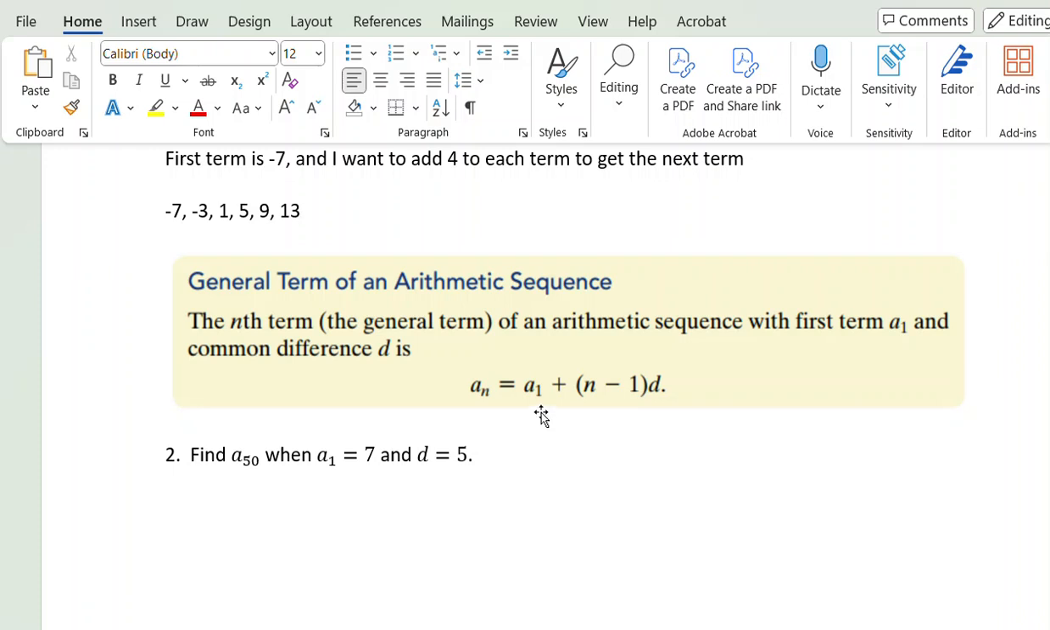So I'm going to plug into this formula a1, n, and d. So a sub 50 is going to equal a1, which is 7, plus 50 is n, 50 minus 1, times d, which is 5. Now let's figure out what that's going to be. So we're going to have 7 plus 49 times 5.